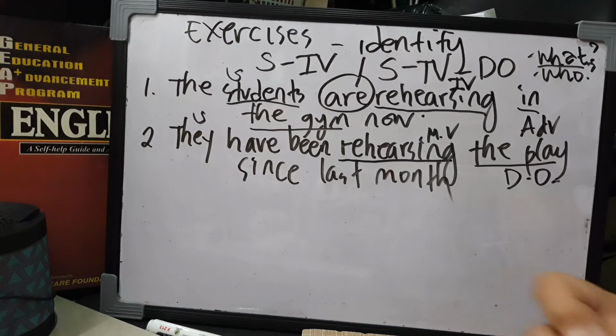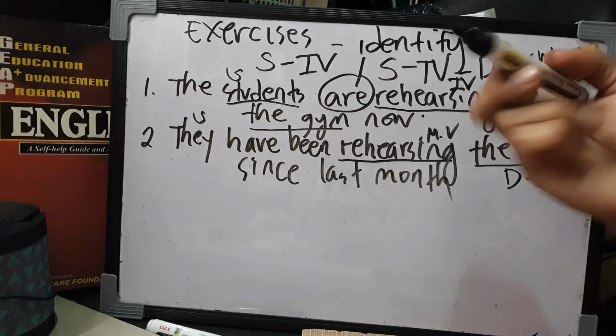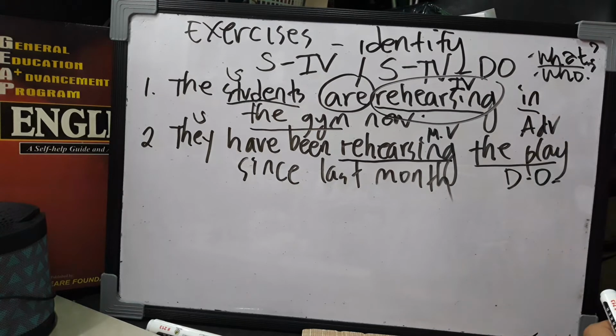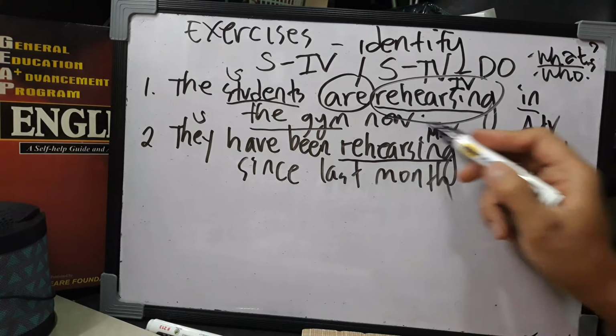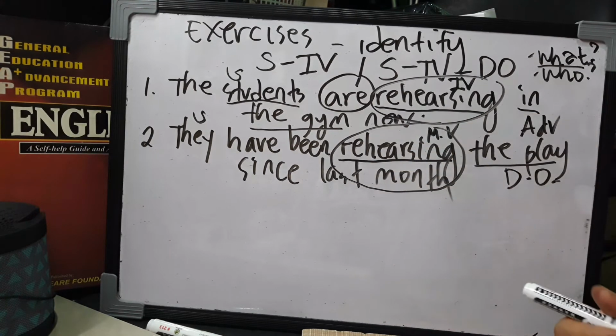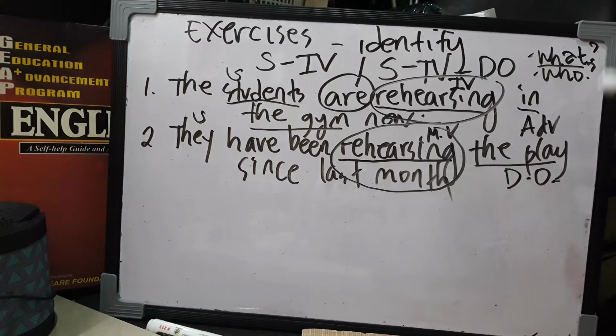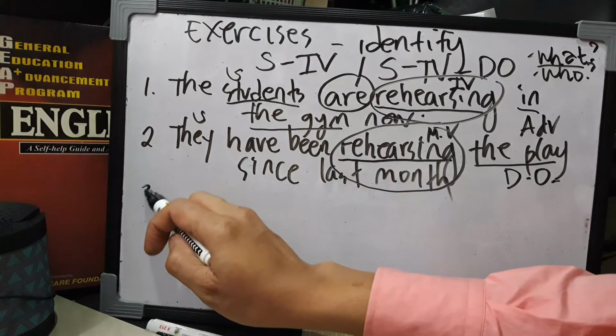STVDO. Again, guys, I intentionally gave these examples because I want to emphasize again here that a verb can be intransitive if you do not put a noun, and it can be transitive if you put a noun after the verb. So the students are rehearsing. They have been rehearsing the play. So sentence pattern number one is SIV, and sentence pattern number two is STVDO. Okay, let's try to have another example, guys.